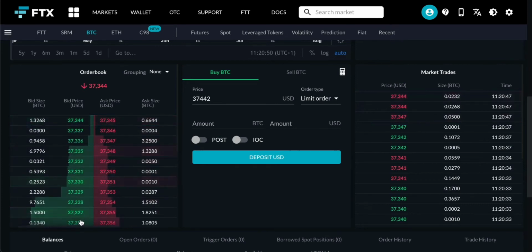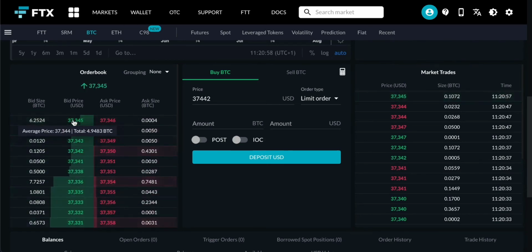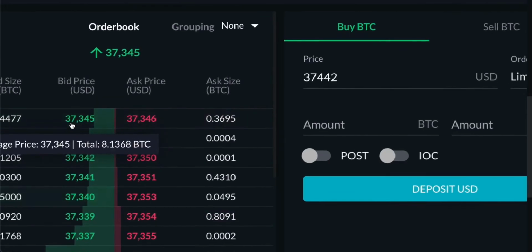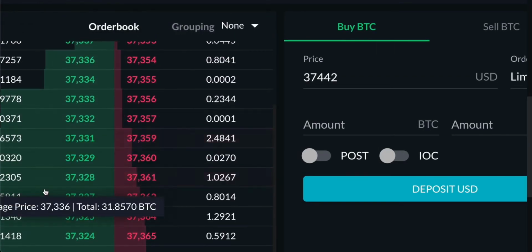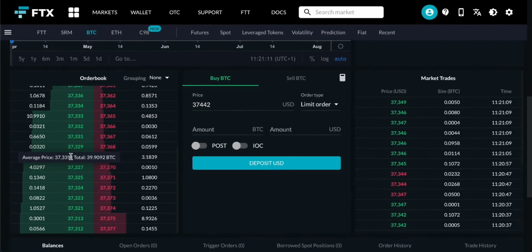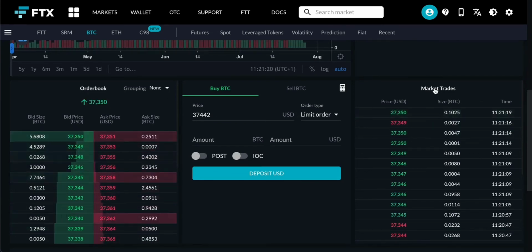All of these green orders right here, these are people that want to buy Bitcoin, and they are showing us their bids. What you'll see at the very top is the very highest bid for Bitcoin, and then progressively lower, you'll see cheaper bids. So you can see right now it's 37,345, and then coming down, the price just gets lower and lower. The current market in Bitcoin is essentially when the highest bid and lowest offer meet each other, and that's when they trade.